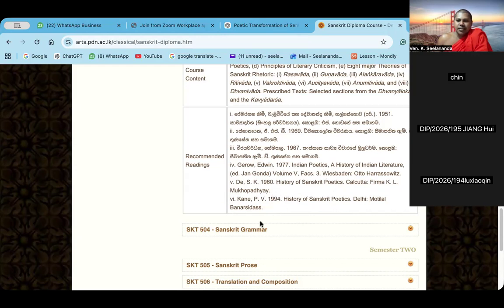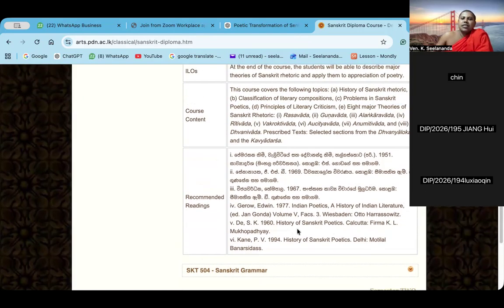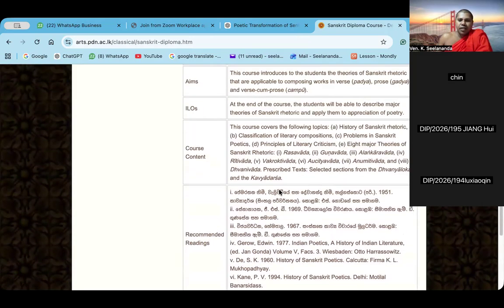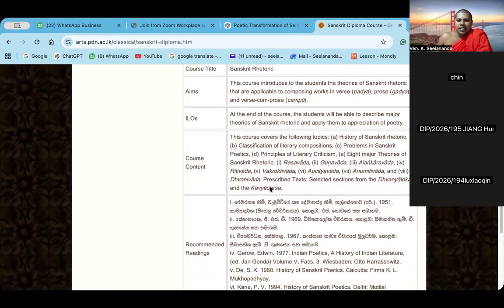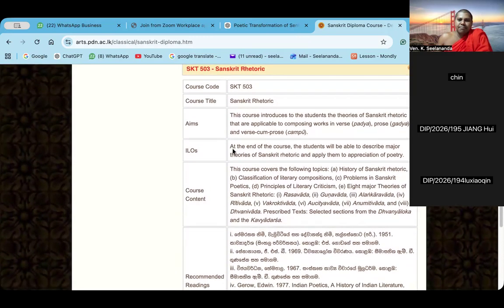These 3 works are major and describe the Sanskrit poetics, its history and origin, what the works are, and who the authors of this Sanskrit poetics are. This is the content of our diploma course, SKT 503.